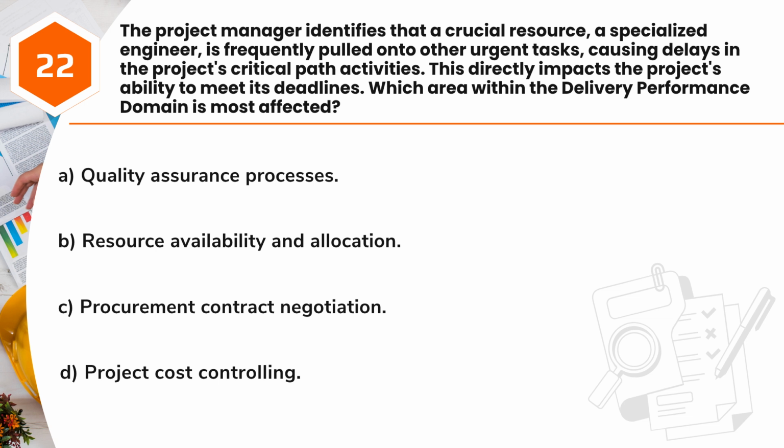Question 22. The project manager identifies that a crucial resource, a specialized engineer, is frequently pulled onto other urgent tasks, causing delays in the project's critical path activities. This directly impacts the project's ability to meet its deadlines. Which area within the delivery performance domain is most affected? A. Quality assurance processes. B. Resource availability and allocation. C. Procurement contract negotiation. D. Project cost controlling.